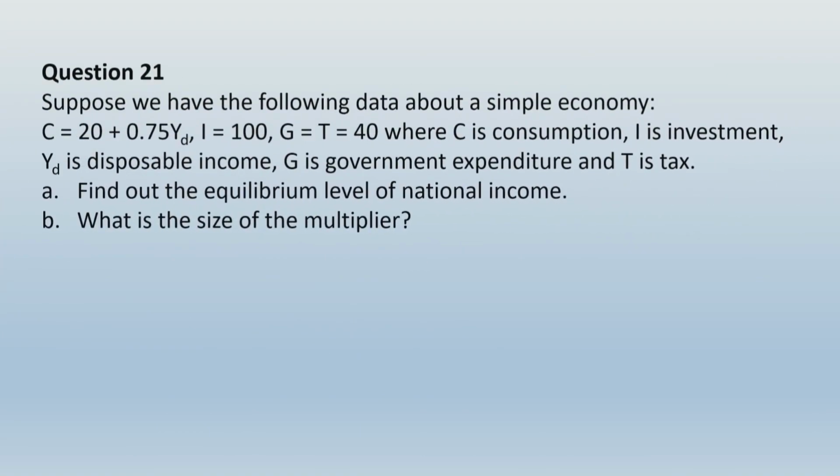Let us begin with question number 21. Let us read this question. Suppose we have the following data about a simple economy. C equals 20 plus 0.75 YD, I equals 100, G equals T, and that is equal to 40, where C is consumption, I is investment, YD is disposable income, G is government expenditure and T is tax. Find out the equilibrium level of national income and the size of the multiplier.